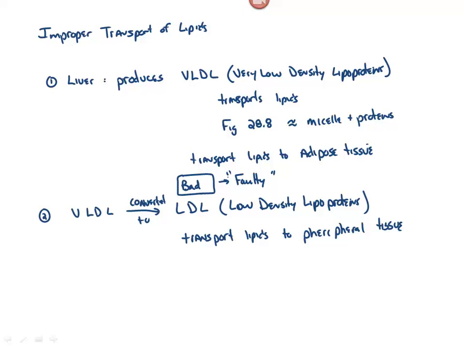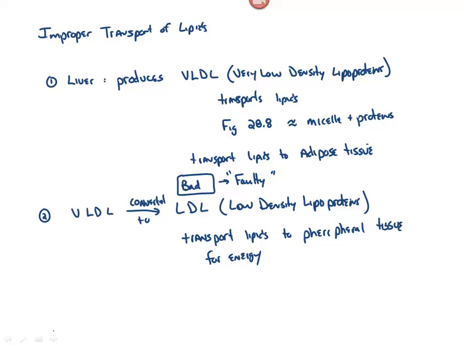Anyway, they transport the lipids to the peripheral tissue for energy. And so it's a system that we need. We need to be able to transport these lipids to different cells in the body to be used as energy. It's just that we need them to be transported properly, not kind of faultily.